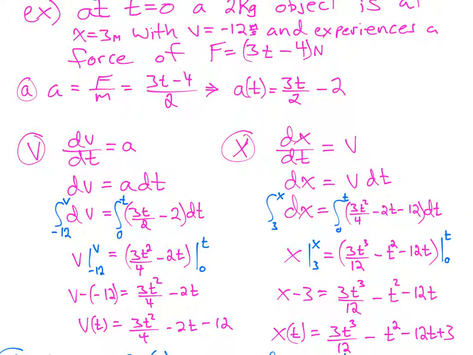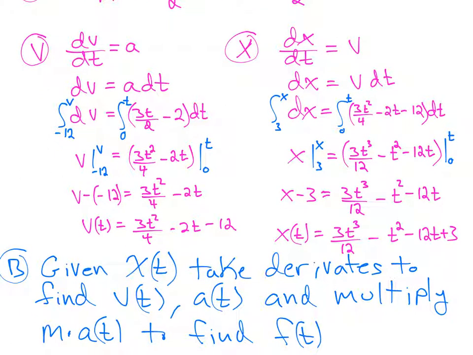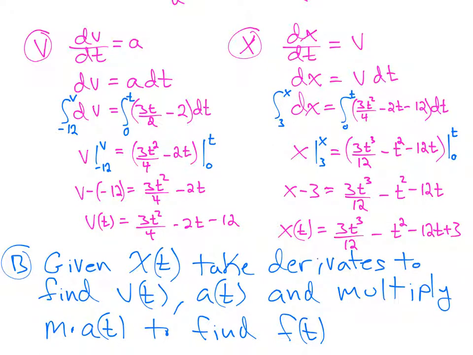Let's go on to technique B, which will be a little bit faster. Technique B is if we are given position as a function of time, or velocity as a function of time, or even really acceleration, but that's pretty easy. You would multiply mass times acceleration to get force and take derivatives to find acceleration as needed.